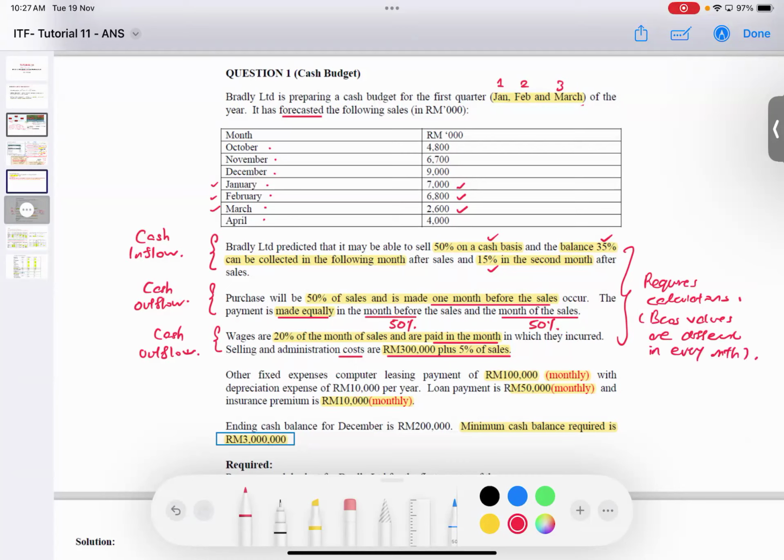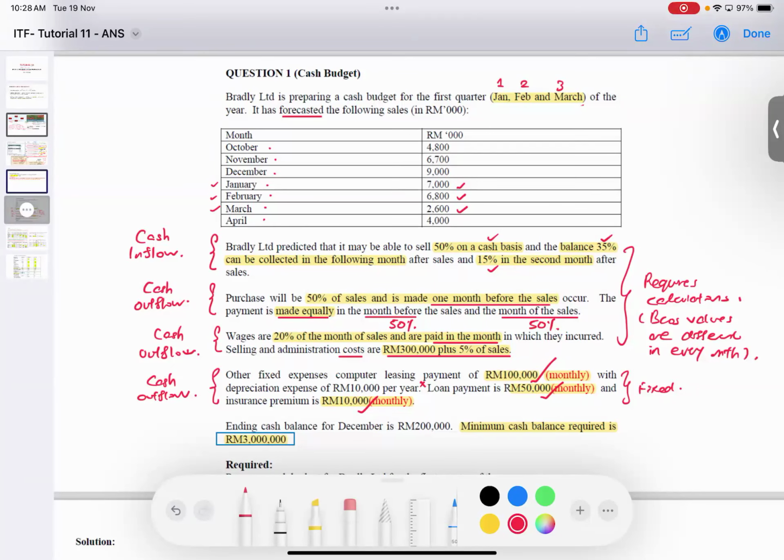Okay, now after that you can see some fixed expenses. Your computer leasing payment 100,000 per month, okay, depreciation expense per year we ignore that, okay, loan payment 50,000 per month, we look into the monthly one, okay, and also insurance premium 10,000. All these monthly fixed payments are fixed. The values are fixed. No calculation is needed. Okay, so therefore, we can call it cash outflow, but the values are fixed.